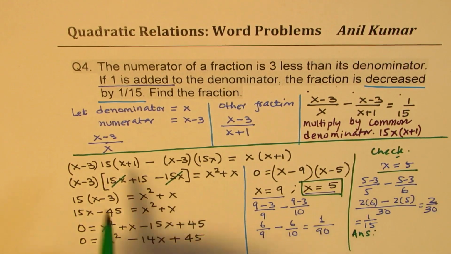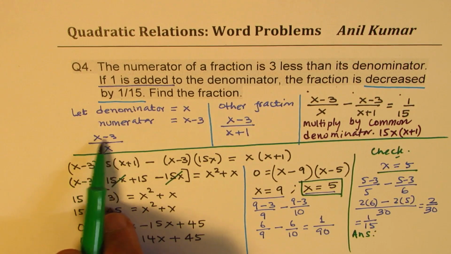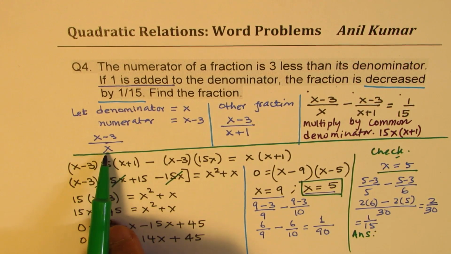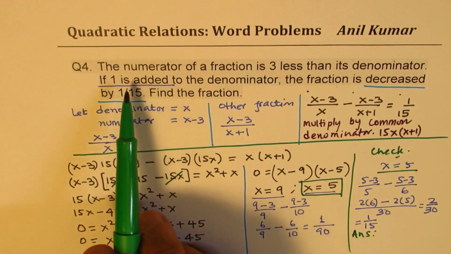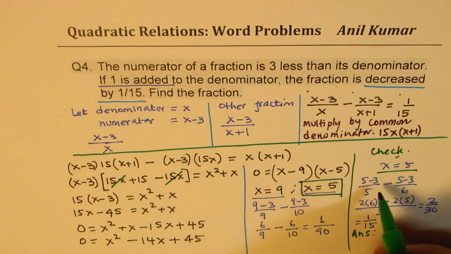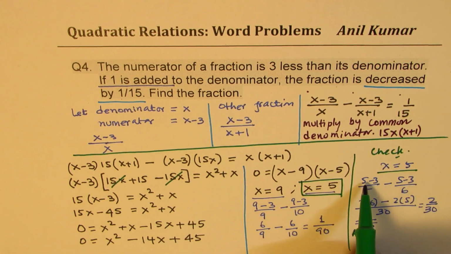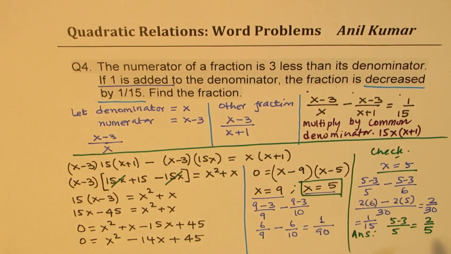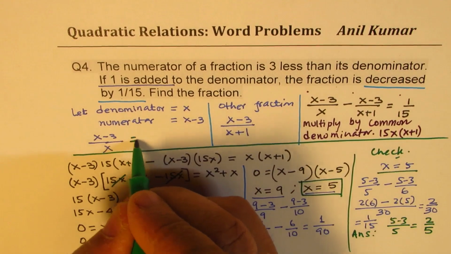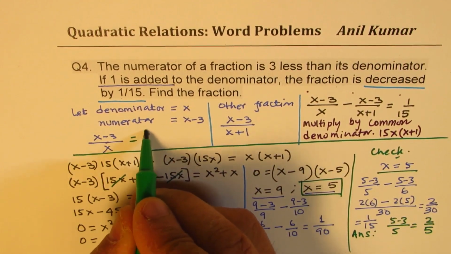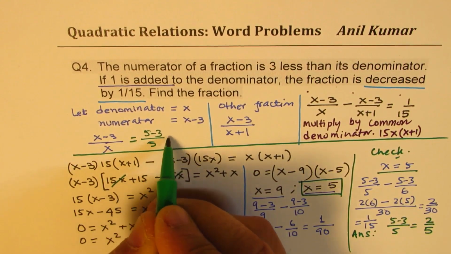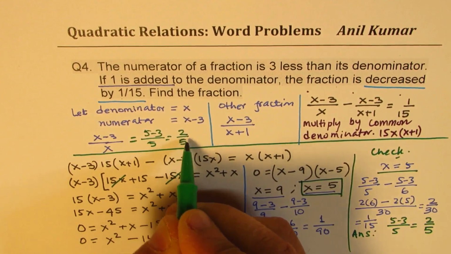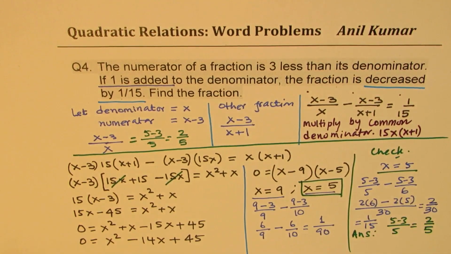So 5 minus 3 over 5. The numerator, 5 minus 3, is what? 2 over 5, right? So we have 5 minus 3 over 5, which is 2 over 5. So the answer is 2 over 5. When I write 5 here, 5 minus 3 over 5 is 2 over 5. Is that clear? So the answer is 2 over 5.